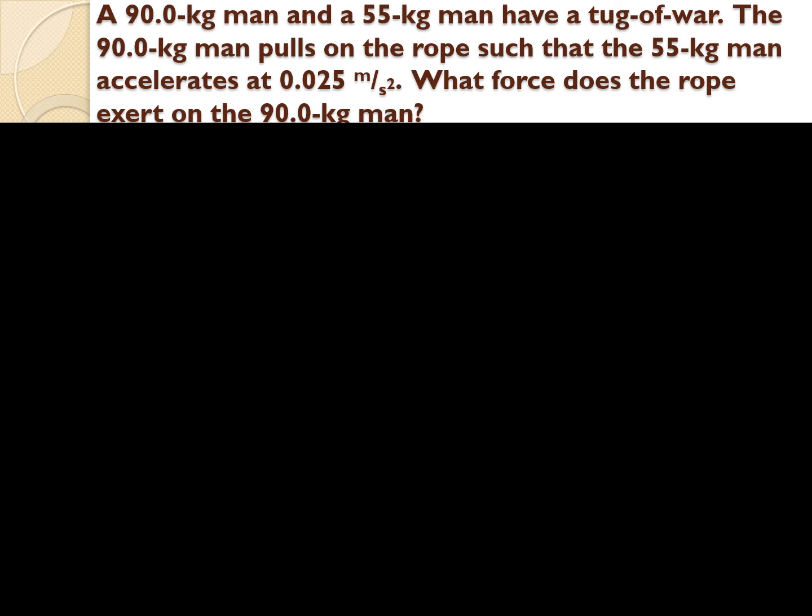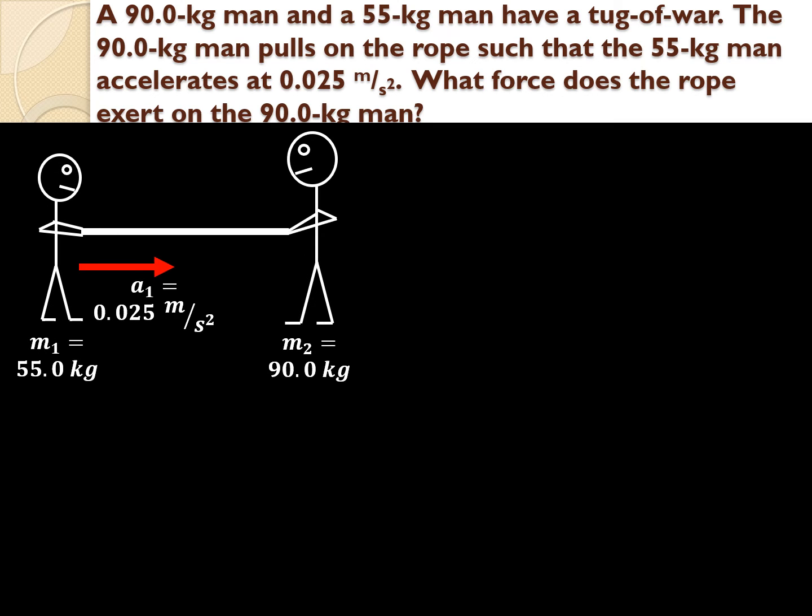Next example problem says a 90-kilogram man and a 55-kilogram man have a tug of war. The 90-kilogram man pulls the rope such that the 55-kilogram man accelerates at 0.025 meters per second squared. What force does the rope exert on the 90-kilogram man? Well, we have the mass and the acceleration of the 55-kilogram man, so we can figure out the force on the 55-kilogram man.